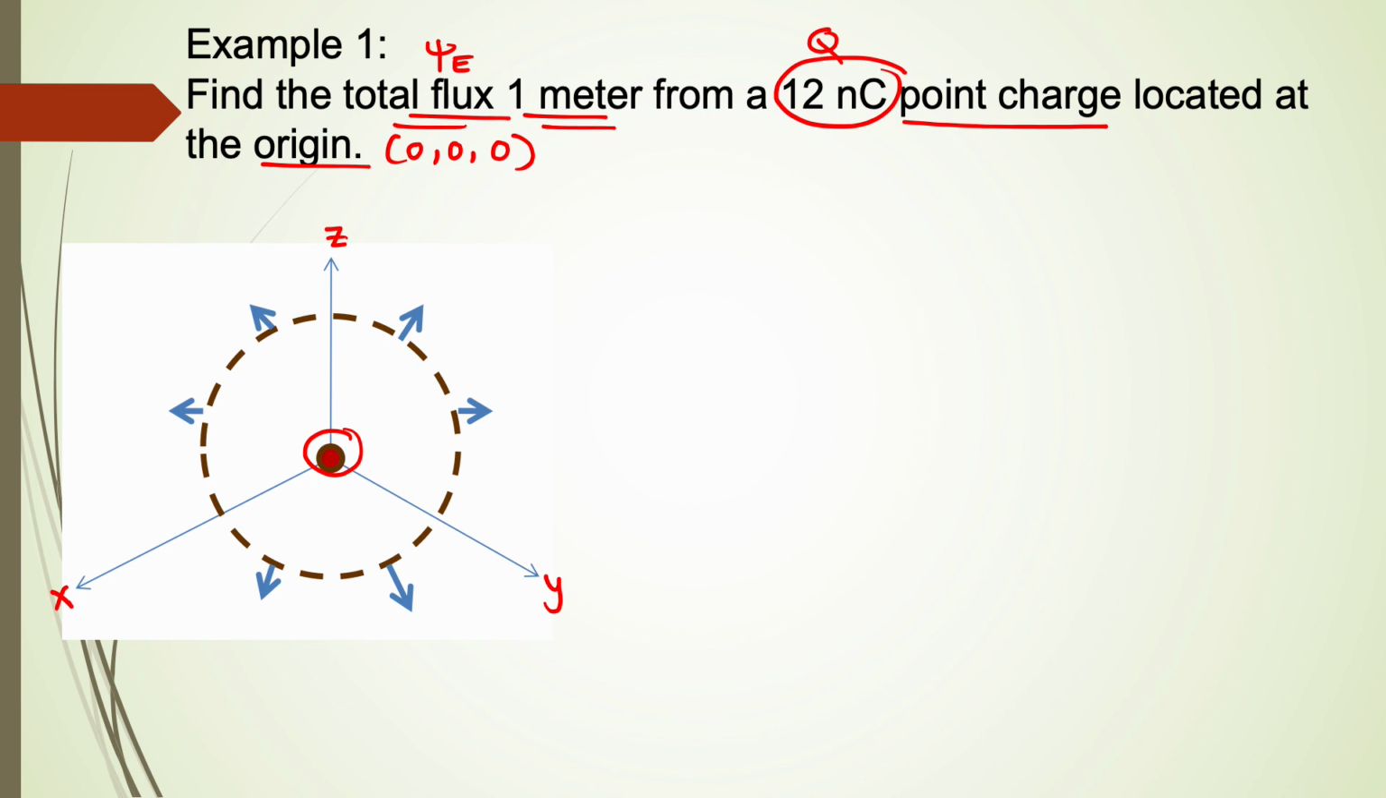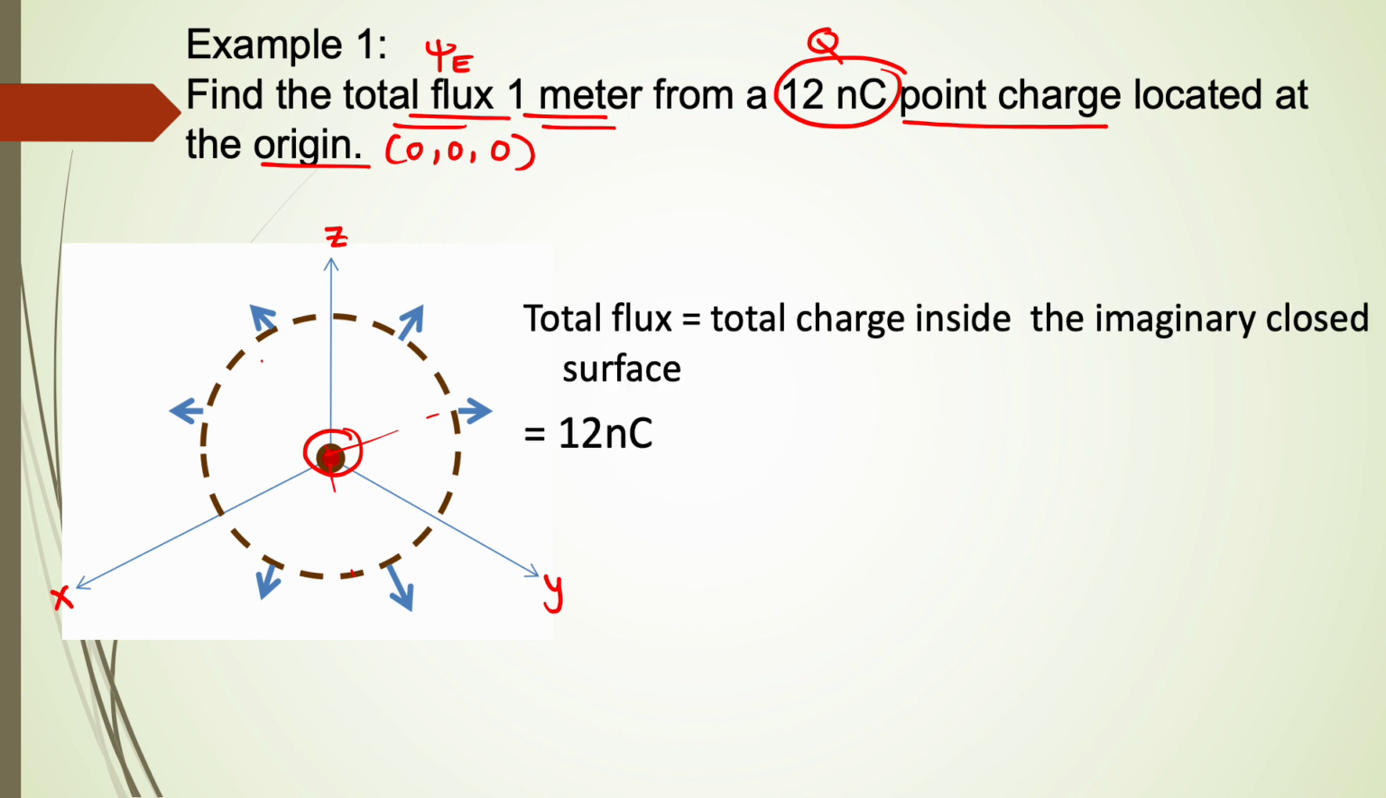So this is our imaginary line, which is actually 1 meter away from this origin. Okay, so we know that the total flux is equal to the total charge inside the imaginary line. So psi E is equal to Q. Okay, we know this formula. So what is the value of Q now? The value of Q is 12 nanocoulomb. So therefore, the answer is 12 nanocoulomb.